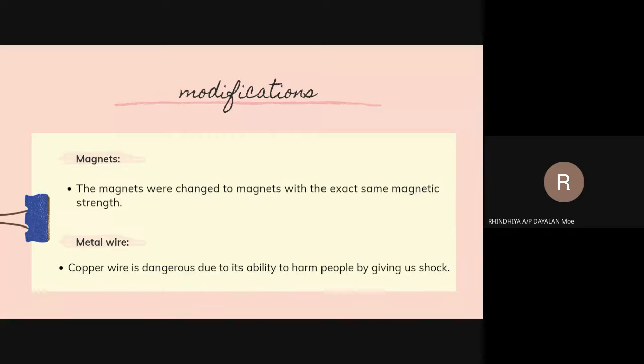Because it's so dangerous, and after getting scolded by my mom, I decided to change to metal wire because it's a lot safer. And metal wire is also able to conduct electricity, obviously not as well as copper wire. Copper wire does it a lot better, which is why there was a shock. But metal wire also helped to complete the model.